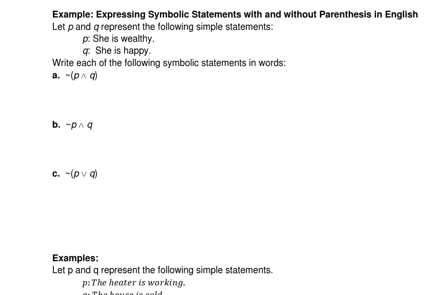So this one, example A, I would start with the innermost parentheses. So we're going to negate this thing. But before we try to negate it, let's just figure out what's going on inside the parentheses. So remember, this symbol is the and symbol, right? And so we're going to translate this as statement P is, she is wealthy.